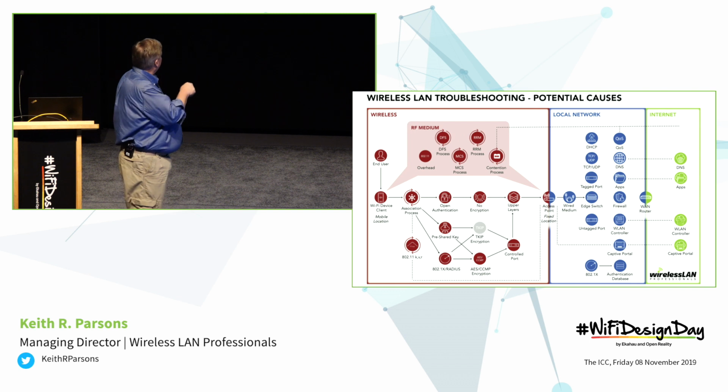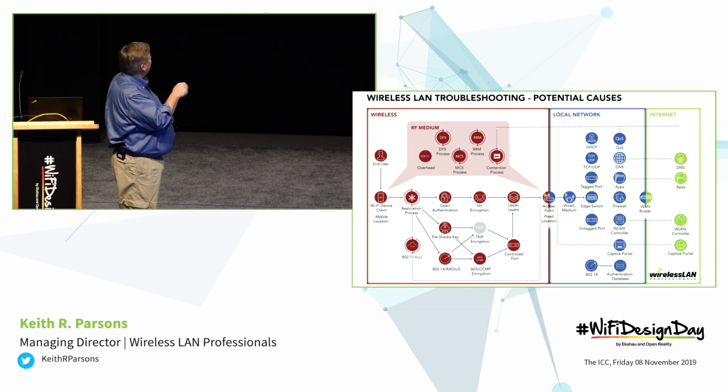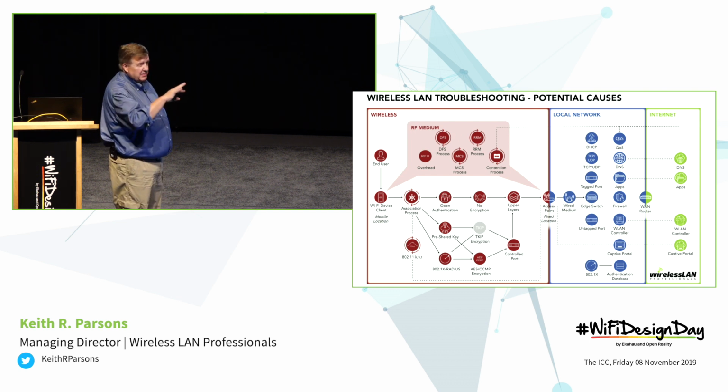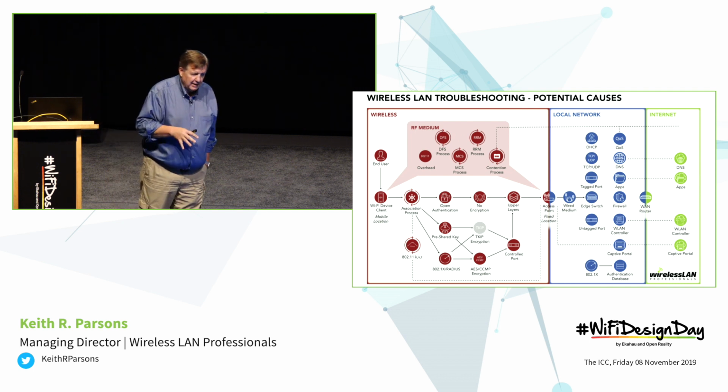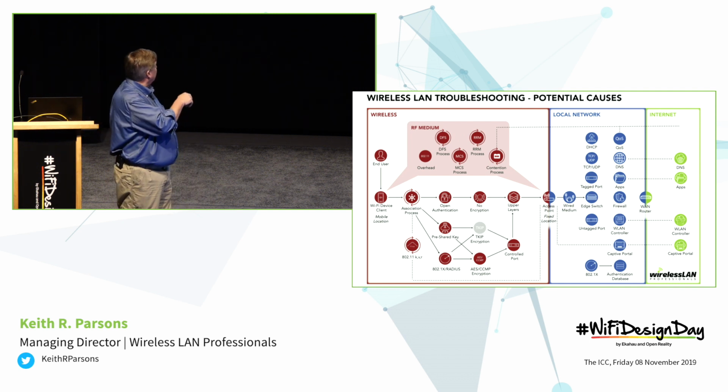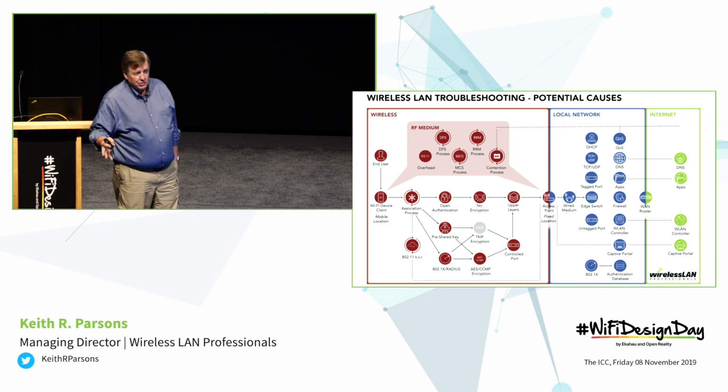It could be the client device itself. It could be anything that happens in the RF medium. So the RF medium is a box, and lots of things happen in the RF medium. It could be the association process down here. How do I get associated? How do I choose which AP to join?